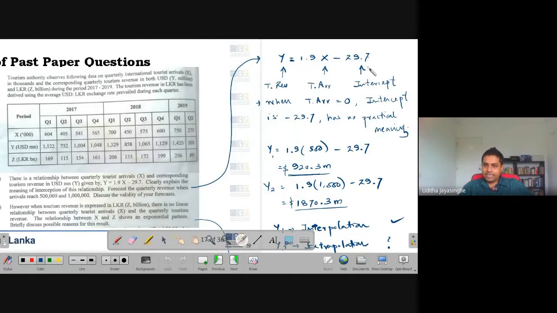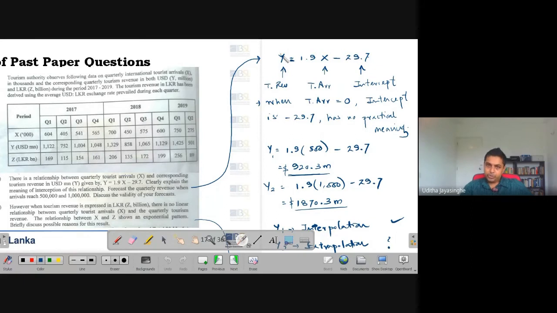So what is the intercept meaning? When tourist arrivals is equal to 0, there is going to be tourism revenue of negative 29.7. Negative 29.7. Now this is a good example to start with on what I explained. Typically, tourist arrivals of 0 could be a scenario like during COVID, where we can see no arrivals, airports are closed completely, so this is technically 0.